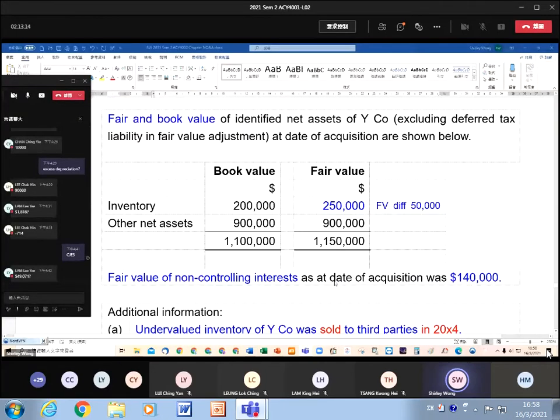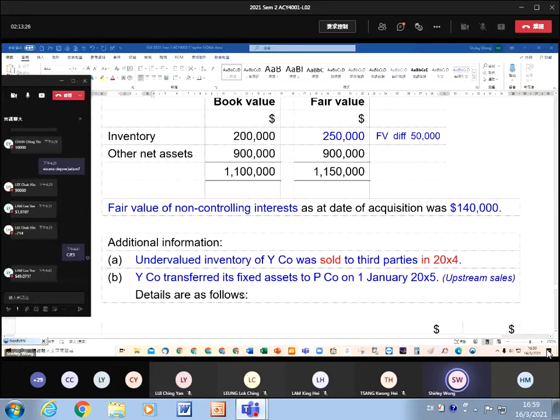Okay, let's continue. They give you the fair value of NCI. This time, you do not need to calculate it yourself. Instead, they give you the figure, 140,000. Next, additional information. We have two pieces of additional information. One is regarding the fair value difference. So now it is 2005. Date of acquisition is 2003. And for the fair value difference, it says that this undervalued inventory finally is sold to a third party in 2004. Now it's 2005.